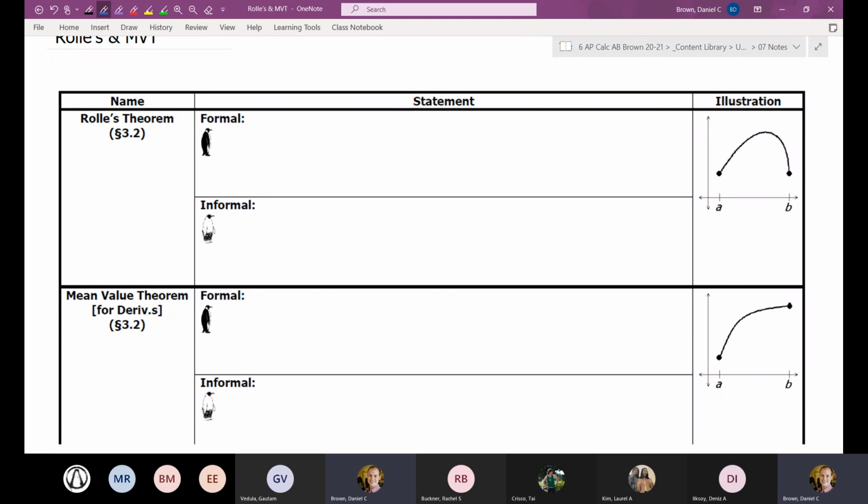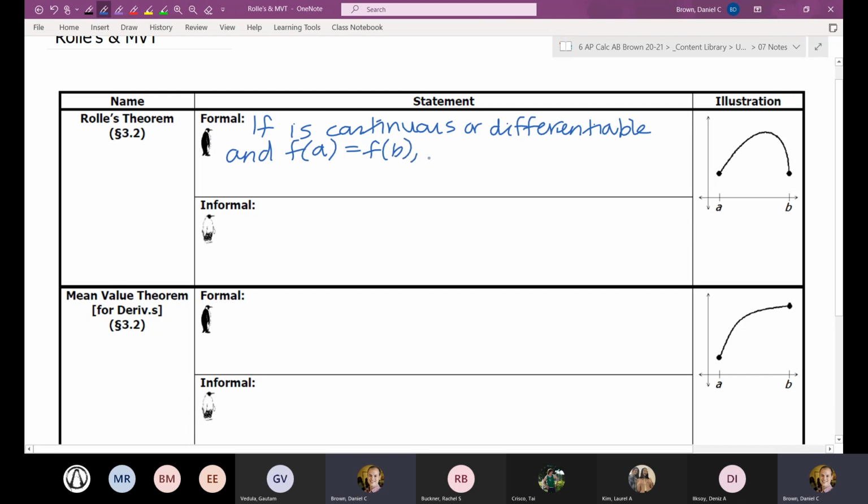Rolle's theorem states: if f is continuous and differentiable, and f of a is equal to f of b, there is some c in the interval from a to b such that f prime of c is equal to 0.